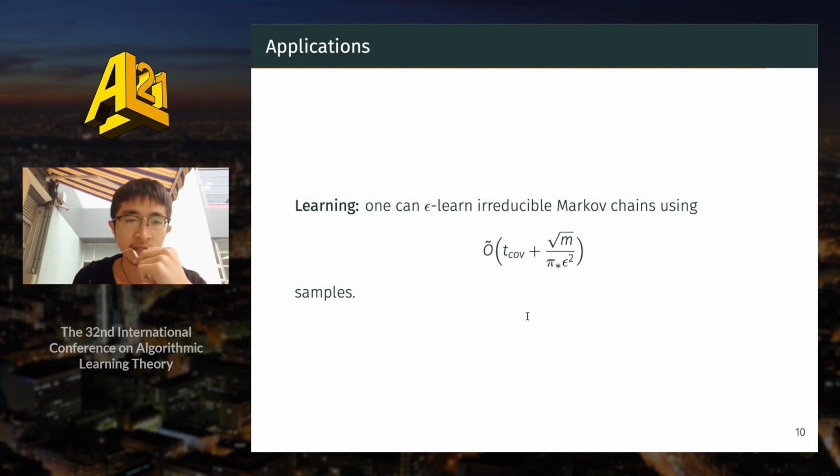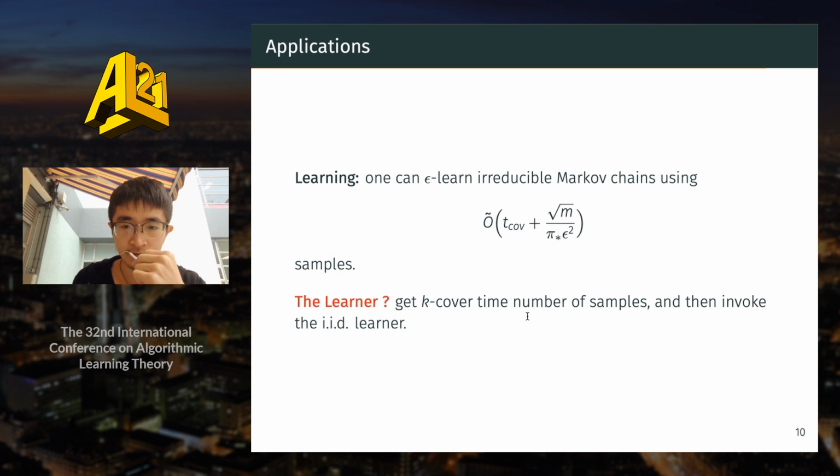And as a natural application of our bounds, we are able to epsilon-learn irreducible Markov chains using these many samples. So what is the learner? The learner just gets kcover time number of samples and then invokes the IID learner for each state.